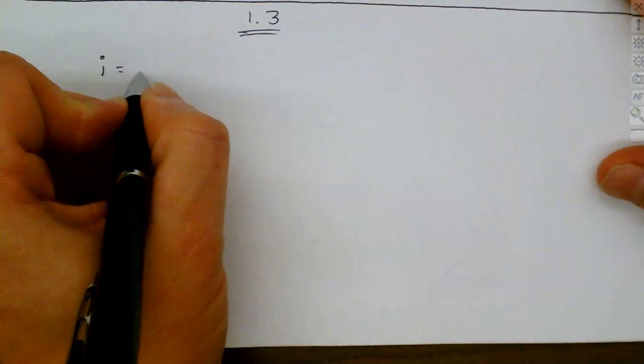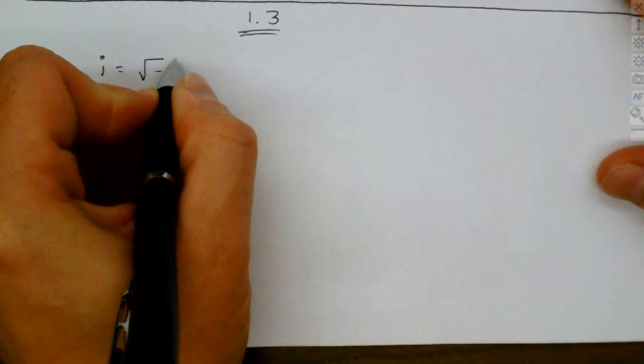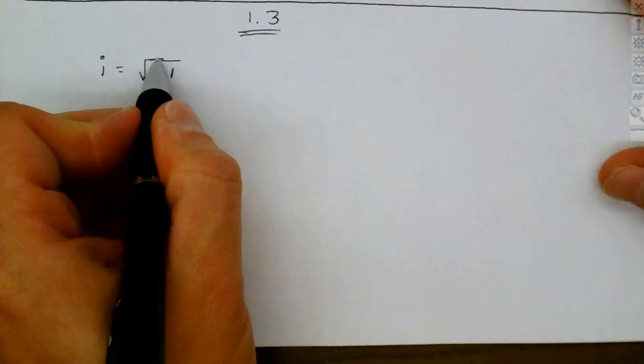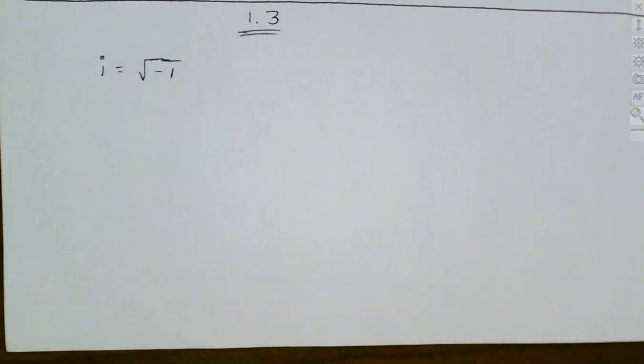And this is just something that we have to use. i, by definition, is defined to be the square root of negative 1. This is the only definition you really need in this section. I'm not going to make you multiply complex numbers out or divide. We're going to learn how to write them in the correct order and what they are. So i is defined to be the square root of negative 1.